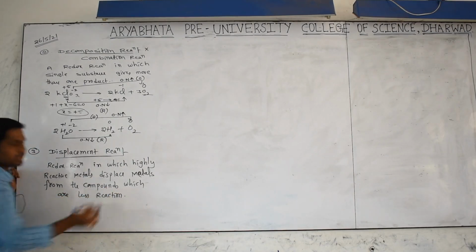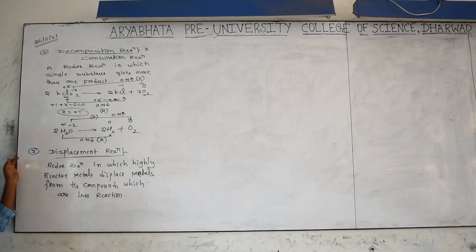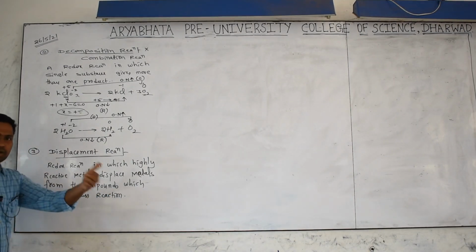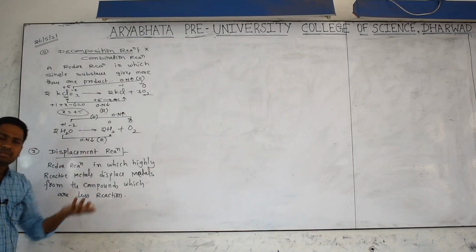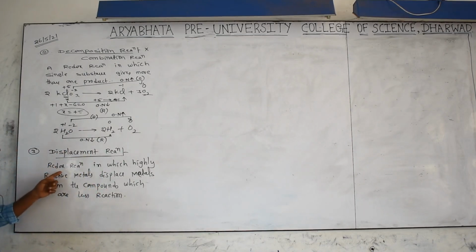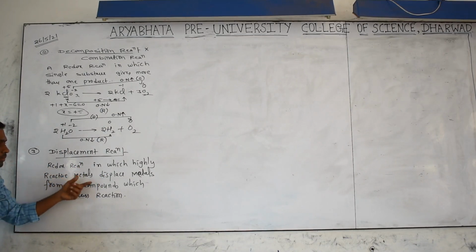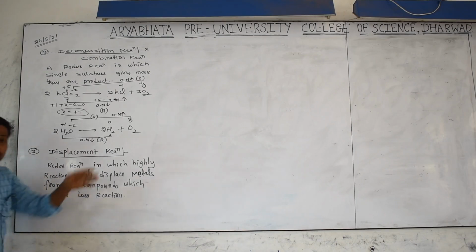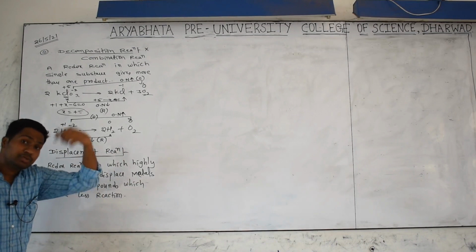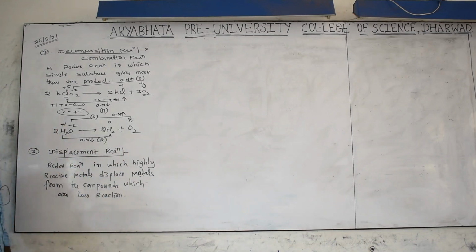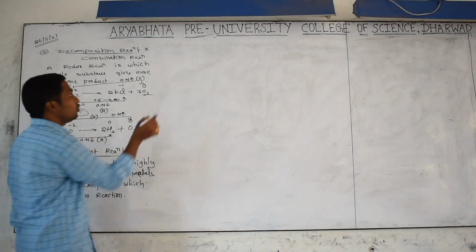So displacement means substitution. Substitution means what? For example, you give one item to two persons. What happens? The strong one will take that item. The same thing happens here also. A redox reaction in which a highly reactive metal displaces the metal from the compound which is less reactive. In the compound, whatever metal is there will be less reactive, and the one substituting should be highly reactive. For this, I will tell you one example.